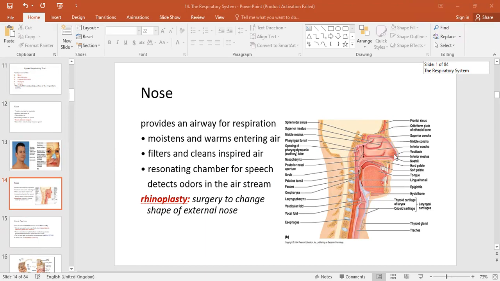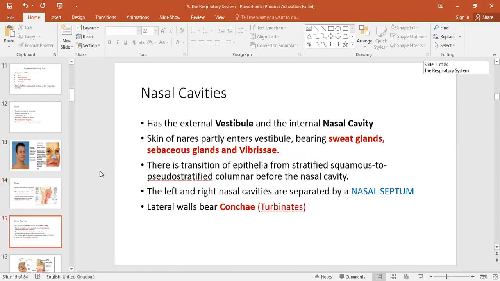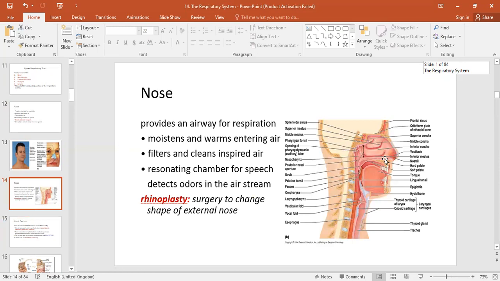We call those hairs vibrissae. So vibrissae is special hair found in the nose. This is the spelling here, vibrissae. Apart from that, since it's skin, it's also going to have sweat glands and sebaceous glands. We don't find these features inside the internal nose. Okay, so the point of division between internal nose and external nose is a skin fold here, known as limbus.